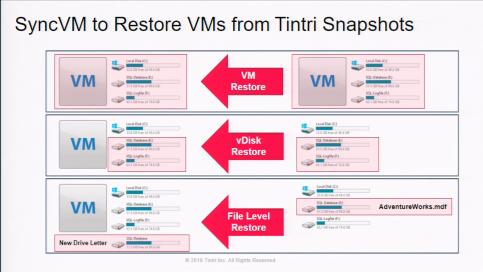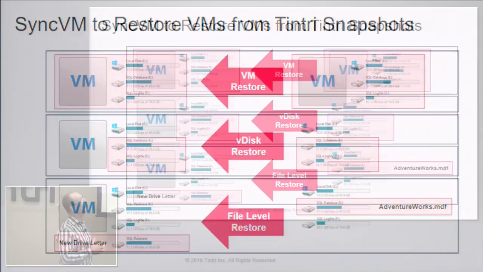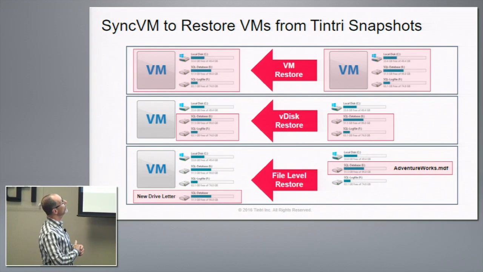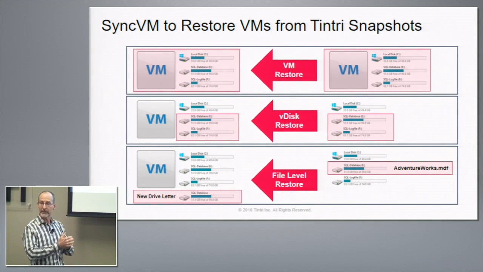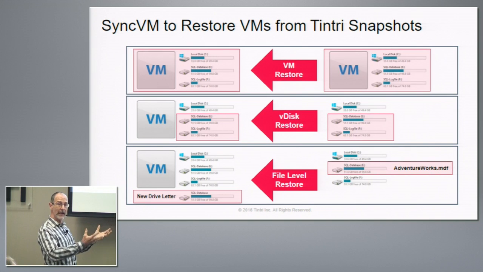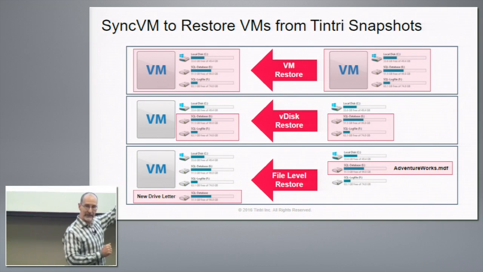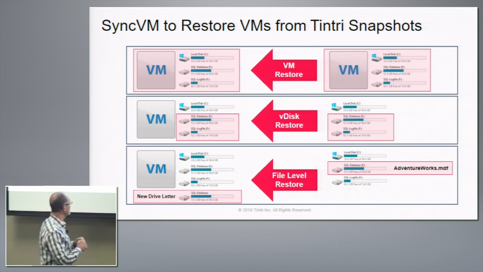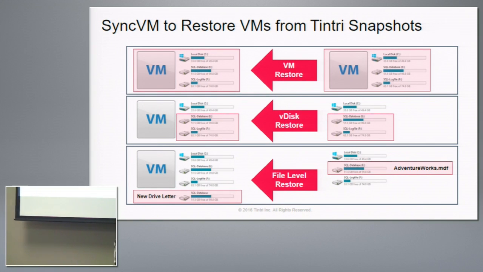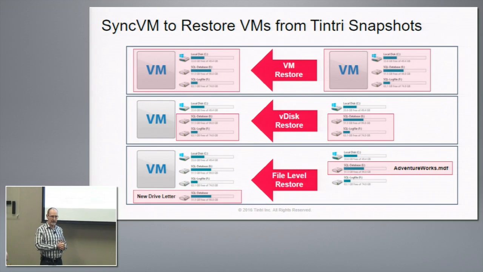SyncVM is a powerful tool that not just restores an entire VM back to a point in time. So snapshots are going on in the background. If I need to restore a database or a particular virtual machine back to a point in time, I can do the entire VM. If, however, I would like to go in and restore individual vDisks, I have that ability, and I have the ability to take a virtual disk from an individual snapshot and attach it to the virtual machine as a new drive letter and be able to pull individual files out of there. That's a self-service restore model.